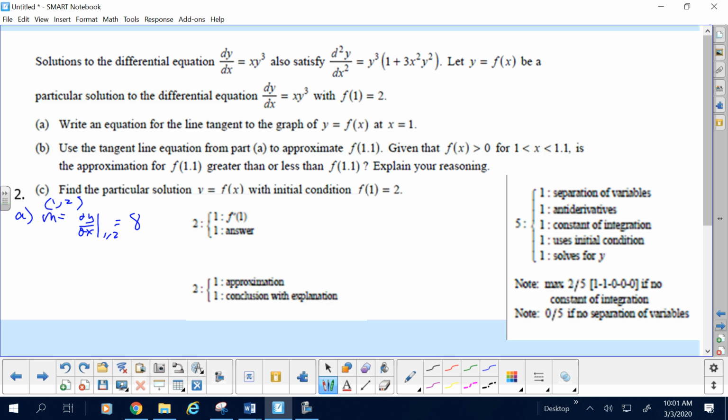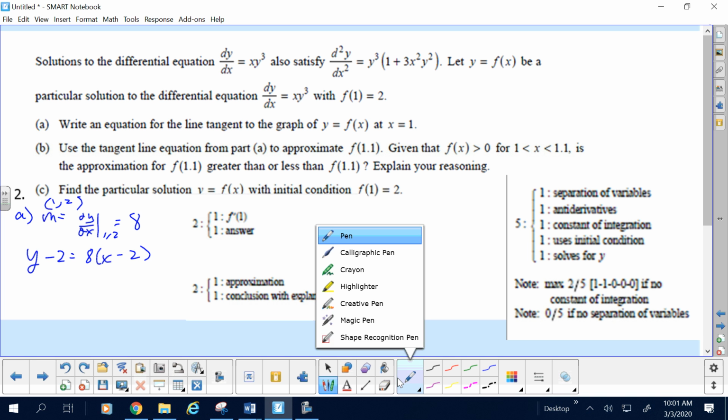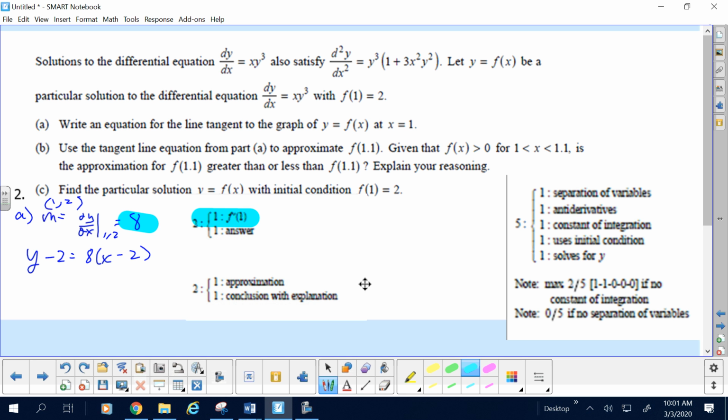And did you get 8 for that? Yeah. Okay, so your equation is y minus 2 equals 8 times x minus 2. So grade that. First of all, did you find the slope properly by showing you used the derivative? Second, did you use your slope and the point correctly to find the tangent line? You follow? Mm-hmm. All right, so you're working on a perfect paper still.